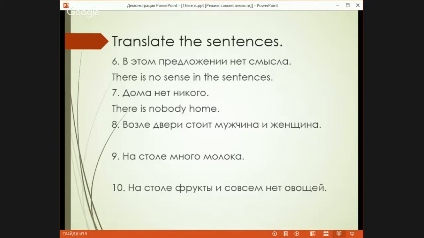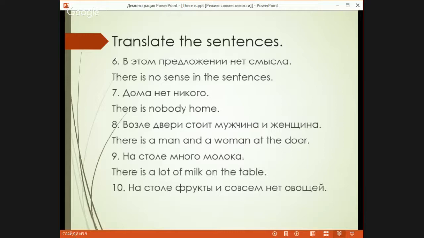There is nobody home. There is a man and a woman at the door. There is a lot of milk on the table. And there is some fruit and no vegetables on the table. Pay attention that fruit in English is an uncountable or countable noun. In this case, I used it as an uncountable noun, and that's why I used is.